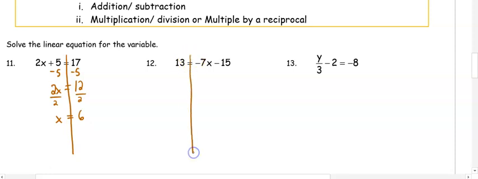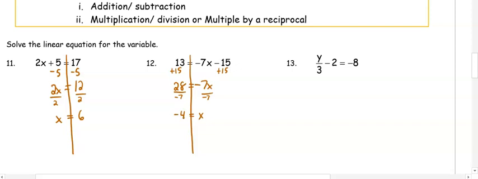In number 12, we have 13 equals negative 7x minus 15. So because of the minus 15, first we're going to add 15 to both sides. 28 equals negative 7x. The opposite then of multiplication would be to divide by negative 7. So x equals negative 4.